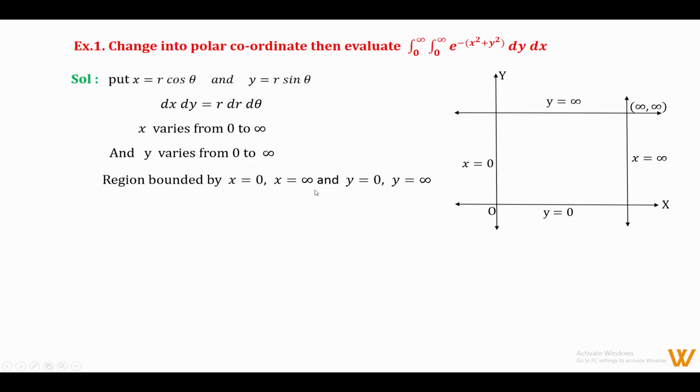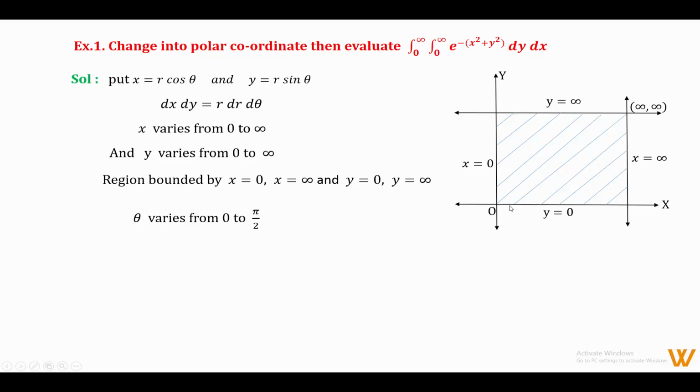Therefore the region bounded by x is 0, x is infinity, y is 0, y is infinity, means this region is the required region. Now in this region, find the value of r and theta. Now this region is from this line to this line. So this angle theta, first this line to this line angle is 0 and this line to y-axis angle is 90 degrees. So theta varies from 0 to 90 degrees. Theta varies from 0 to pi by 2.